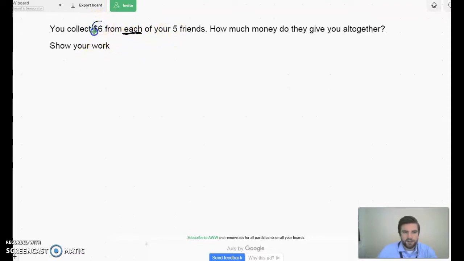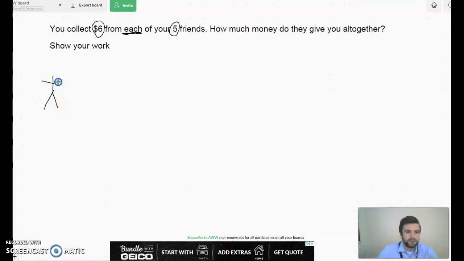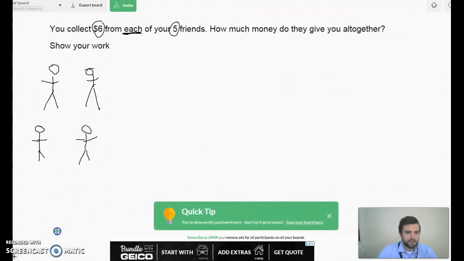So I'm going to circle the 6 and I'm going to circle the 5 because I know I'm going to need those. Now let's work on solving this problem with a picture. Okay? So let's draw 5 friends. We can make stick figures here. That's all right. 1, 2, 3, 4, and 5.